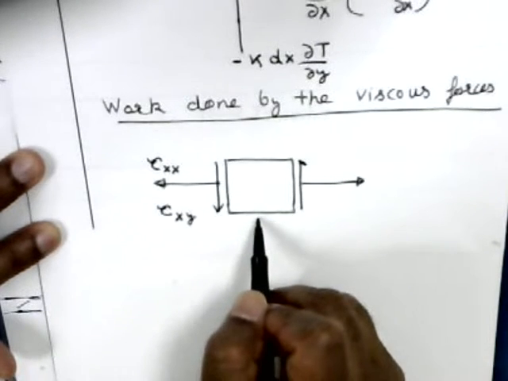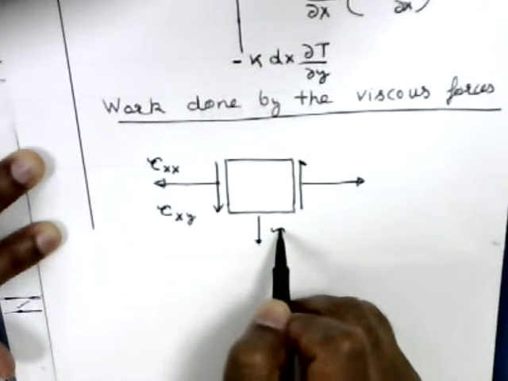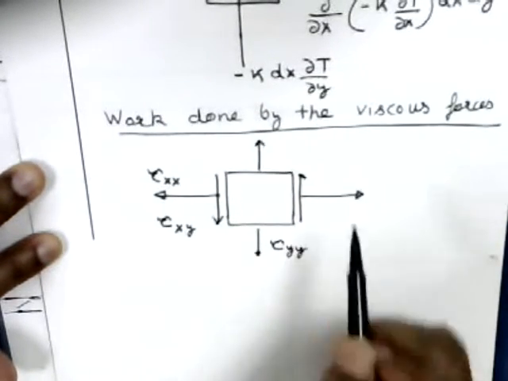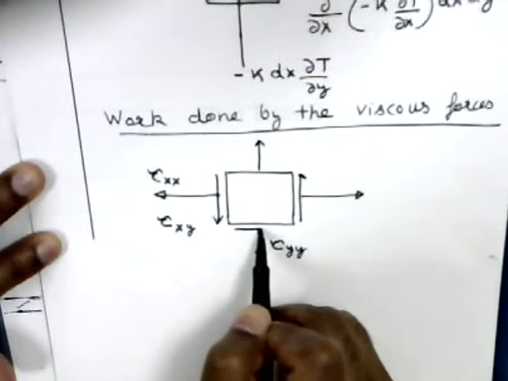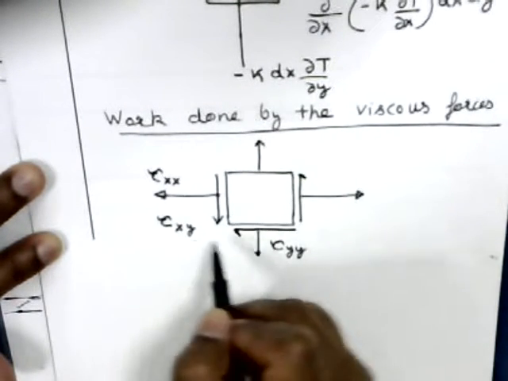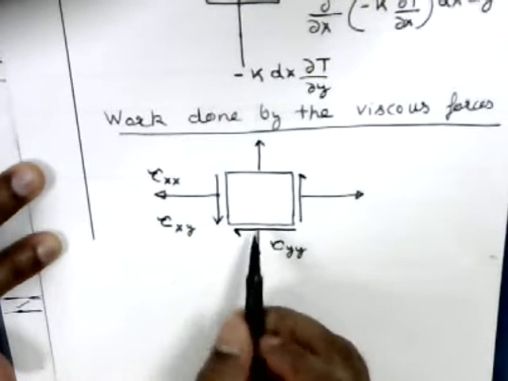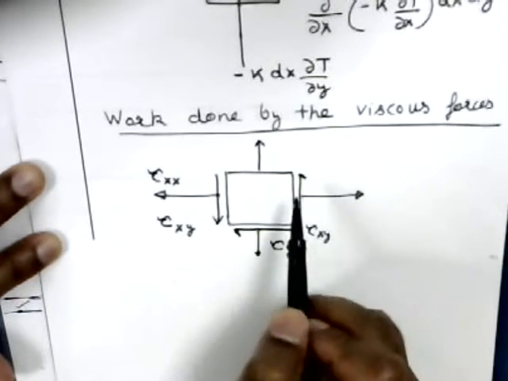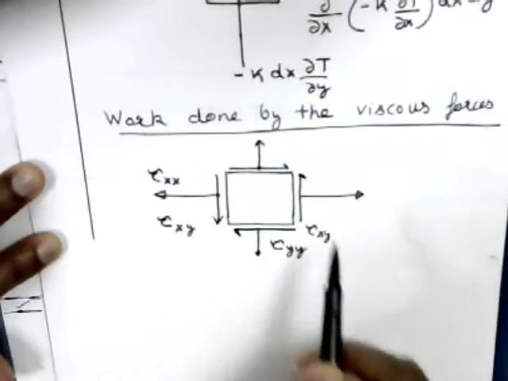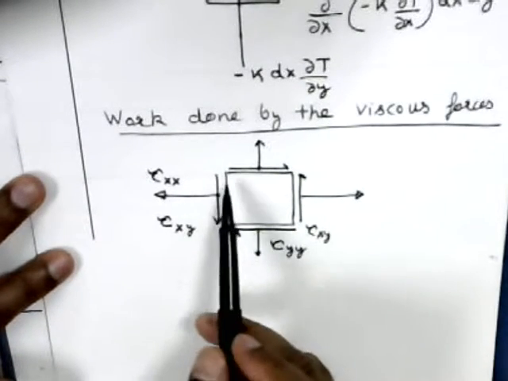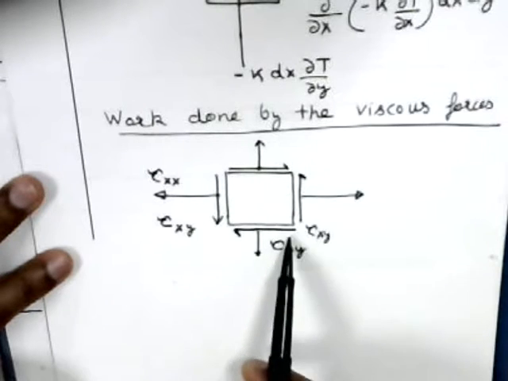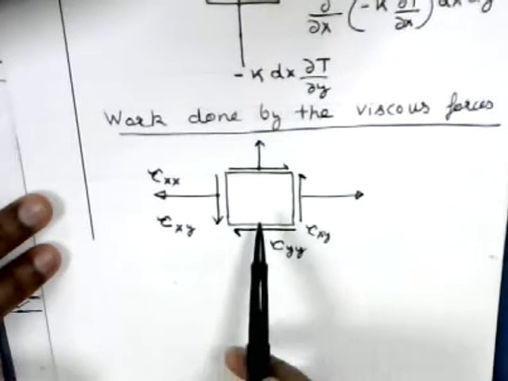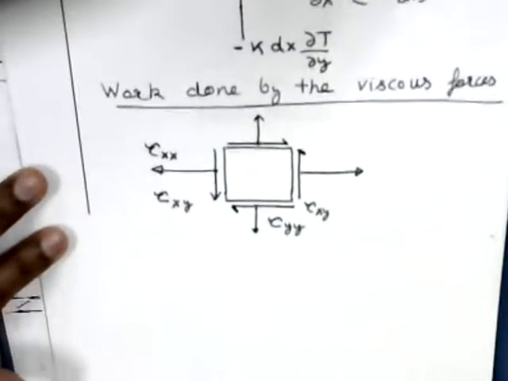And then at the bottom, let's say this is tau yy. At the top face, it will be in this direction. And you also have this shear stress at this surface. This will be same as tau xy. Okay, it is tau yx, but they have the same magnitude. So this is tau xy, and at the top face, you have it in this direction. So those are the viscous forces on the control volume, and there is work done by these viscous forces on the control volume. So we have to consider that also in the energy equation.